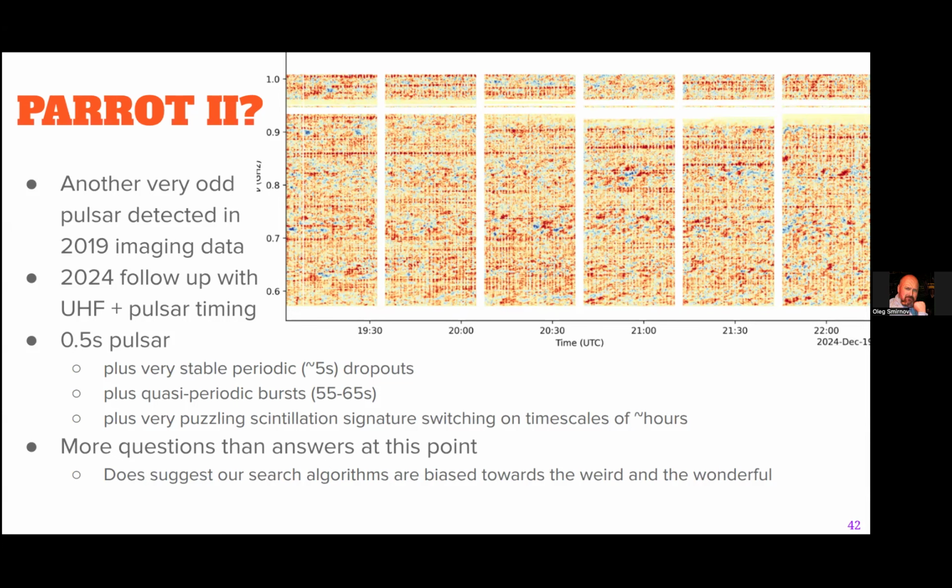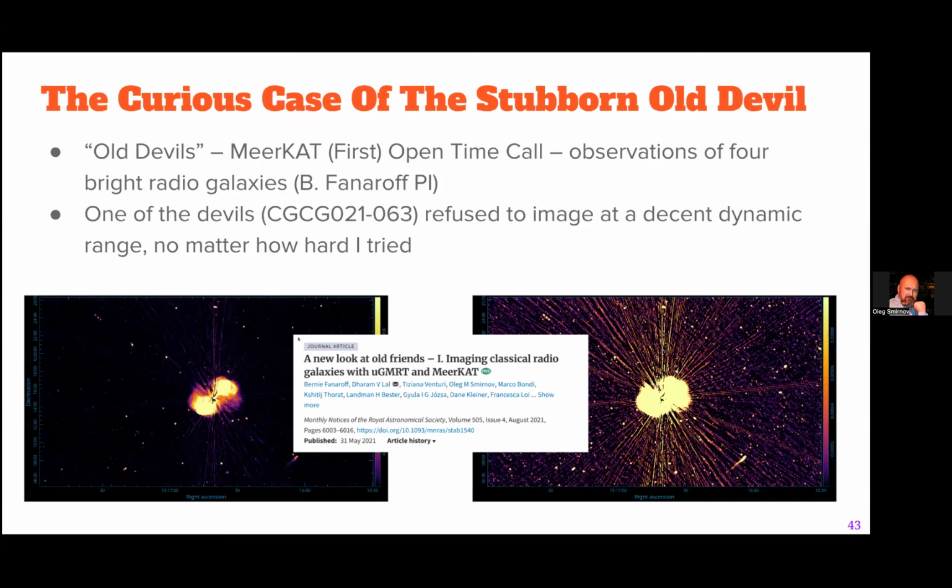Here's another very neat one. This is not a pulsar. This is a radio galaxy. And back when MeerKAT had its first open time call, I was involved on a project with Bernie Fanaroff. Now, Bernie Fanaroff wrote a couple of papers about radio galaxies. You might have heard of the first one. I was not involved with the first one because I think I was one.